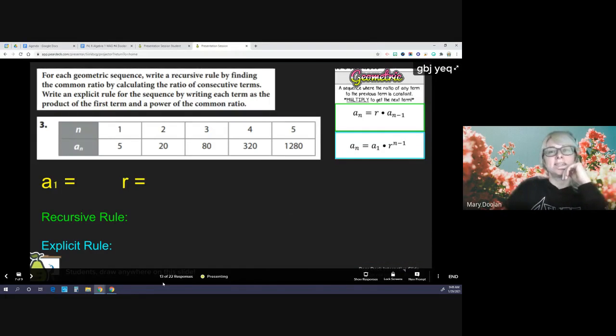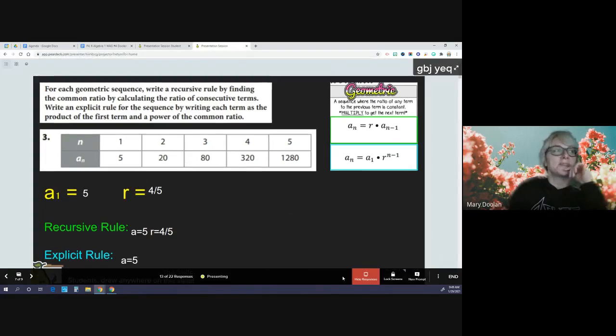Okay, so let's see what we came up with here. A sub 1 is 5, absolutely. And our common ratio, well, if it was 4/5, okay, and this is an easy thing to do here, but see how we're getting bigger as we move forward? That means my common ratio has to be a number larger than 1. 4/5 is a proper fraction, which means it is less than 1. So it's not 4/5.